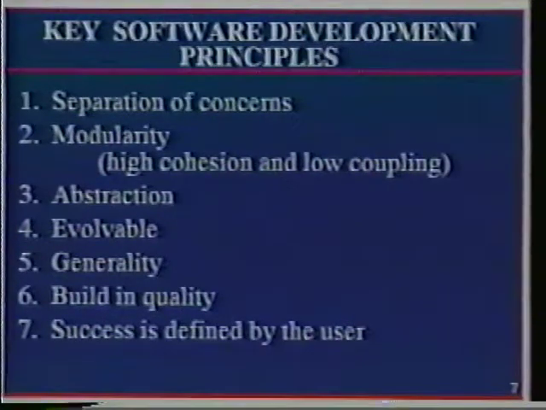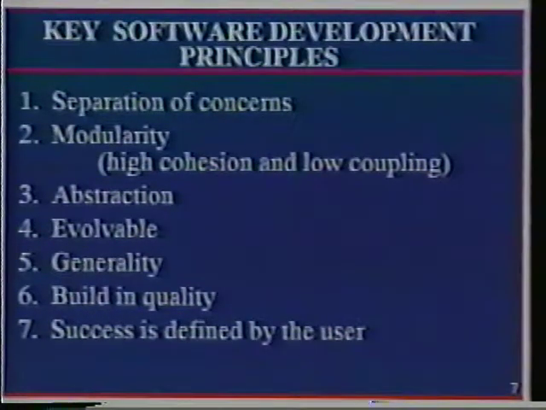Finally, the seventh principle: success is defined by the user. Again, this is true for both object software and any software development, that the success of any piece of software is determined by the user. If the users accept it, if the users like it, the software is successful. This is also true for engineering products. The user is the final judge.